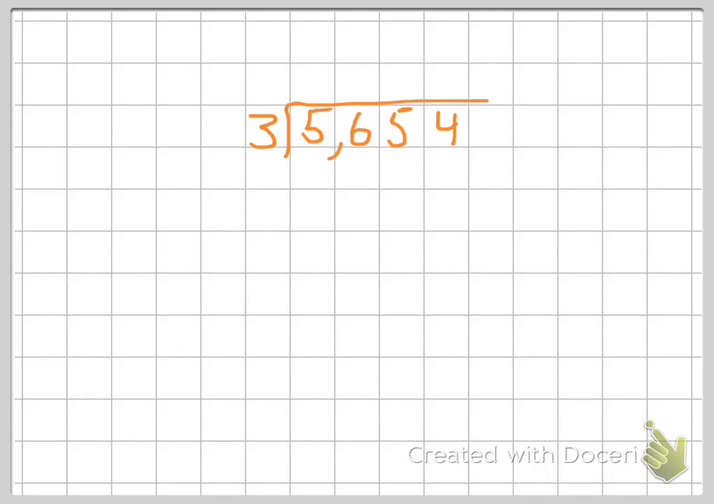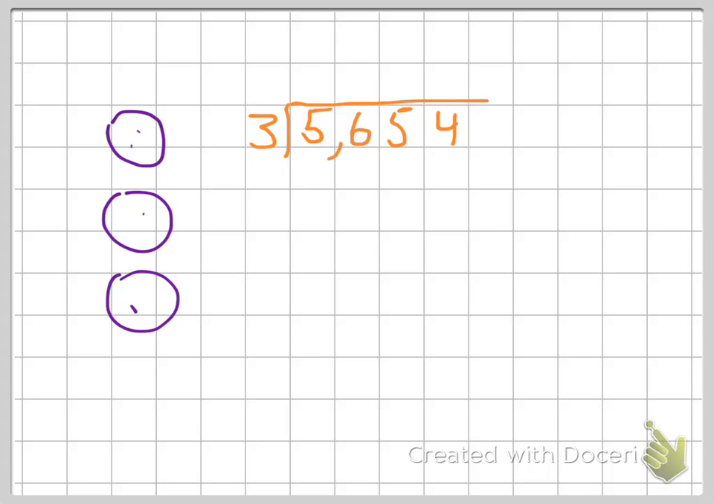Now let's take a look at this next example here. We have 5,654 getting divided into 3 groups. So what we need to do is first look at this thousands place. If we have 5 thousands, think in terms of our base 10 blocks. We have 5 thousands blocks, and we have 3 groups. We have enough to put 1 in each group.